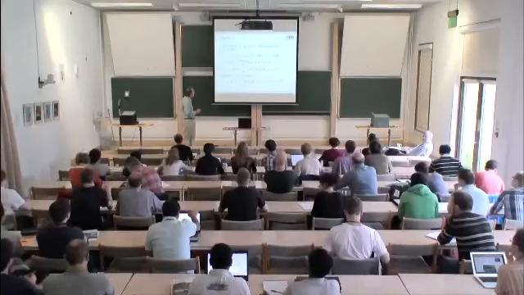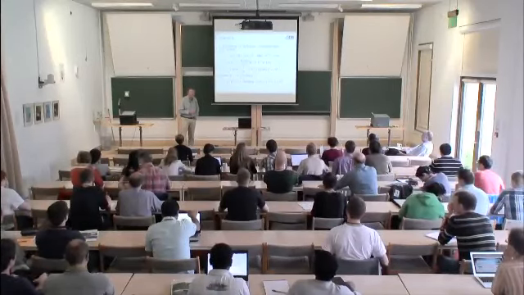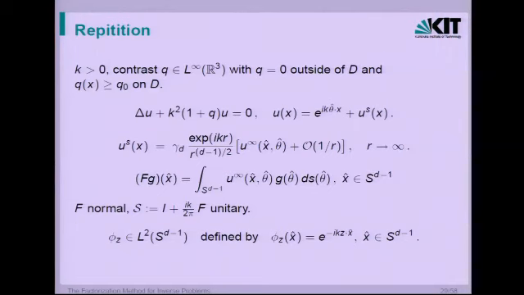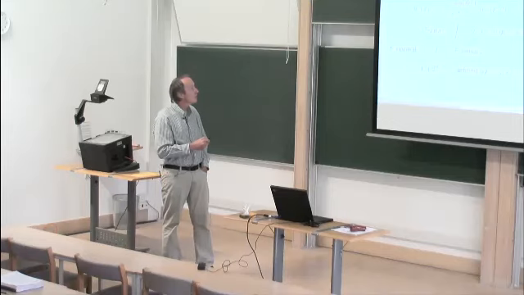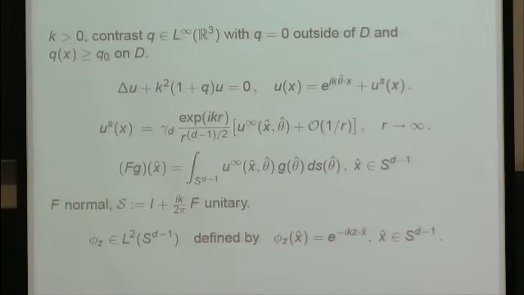Q is 0 outside of some bounded open set D. D does not have to be connected, but its complement has to be connected. And we assume, so far we did not assume, but in the following we will assume that Q is strictly positive on D with a positive constant Q0 there. And so the wave equation is in our case a reduced wave equation, the Helmholtz equation in this modified form.